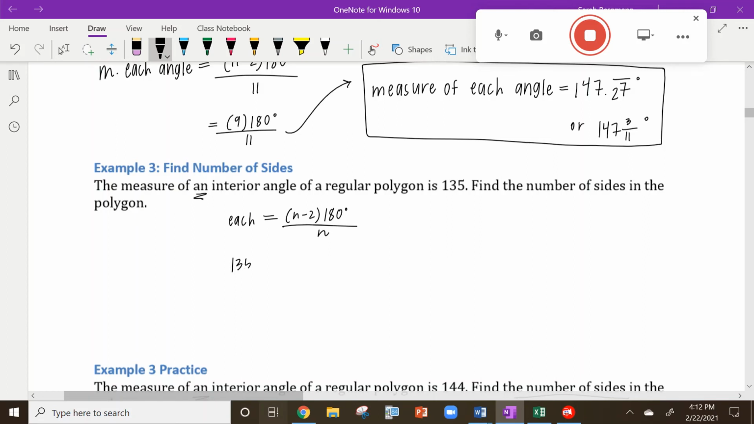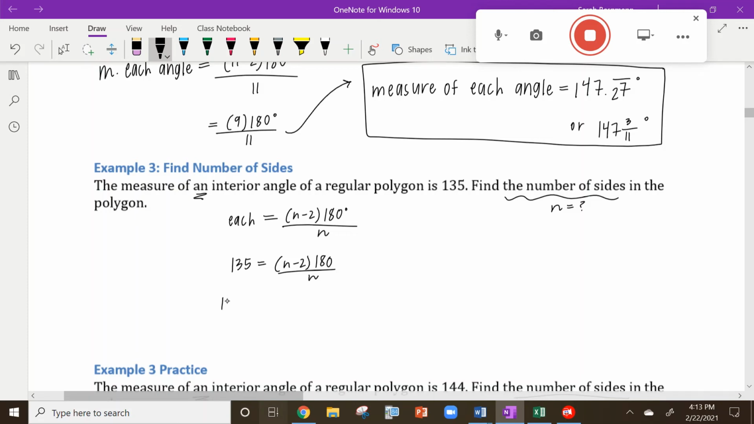I know each angle measures 135. And I'm trying to solve for the number of sides, which is n. So I'm trying to find what n equals. So I have an equation. It only has one variable. You should be able to solve it for n.